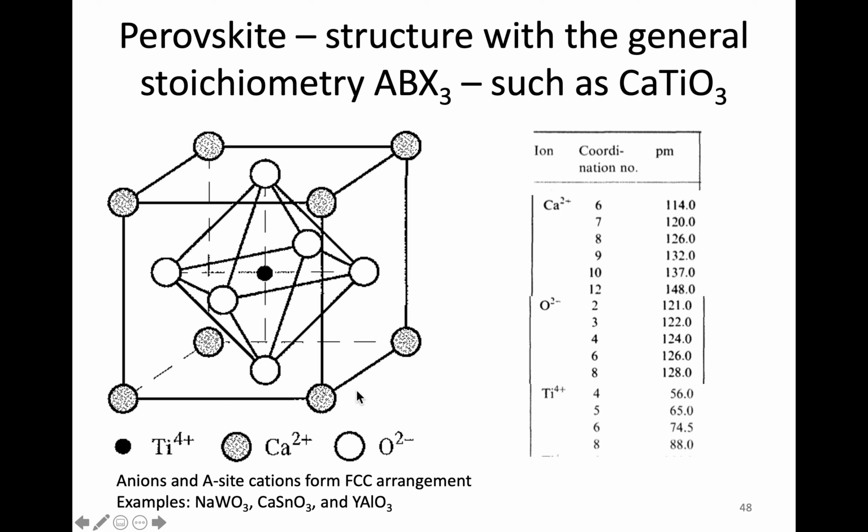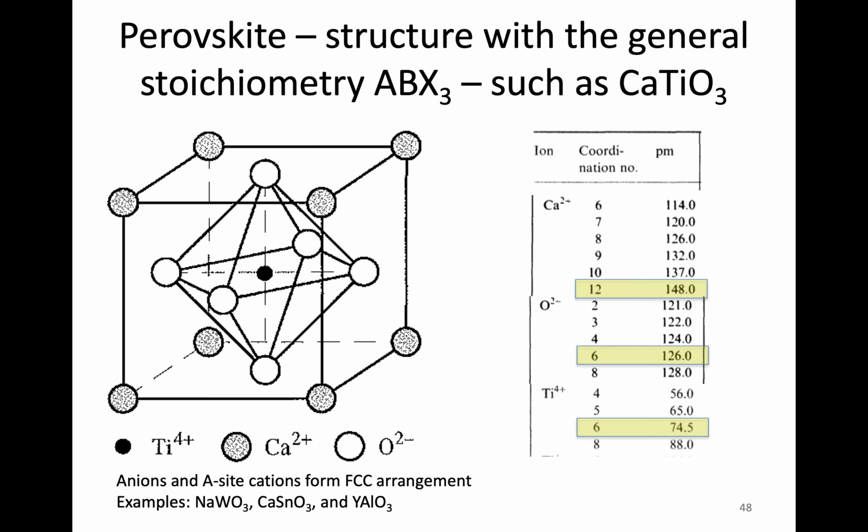And so if we look at 4 plus, 4 plus ions are generally smaller than 2 plus, and that's what we see. This is just snippets from the ion size table that's in your textbook. And so you can see that titanium has a very small radius compared to calcium, which is much larger, and it's similar in size to oxygen. So oxygen and titanium are similar in this regard.